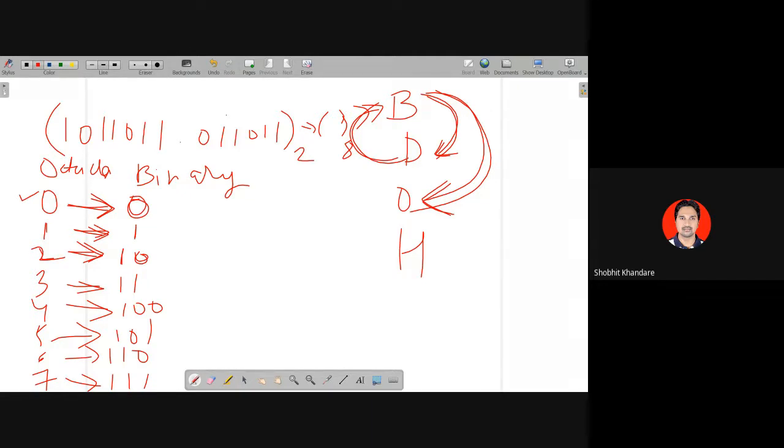Now, with this understanding, my question is, how many maximum bits are required to represent an octal number? What is your answer? 3. Yes, it is 3. How do you get 3? Because you have seen that to represent 7, I would require a maximum of 3 bits. You can see here, 3 bits.